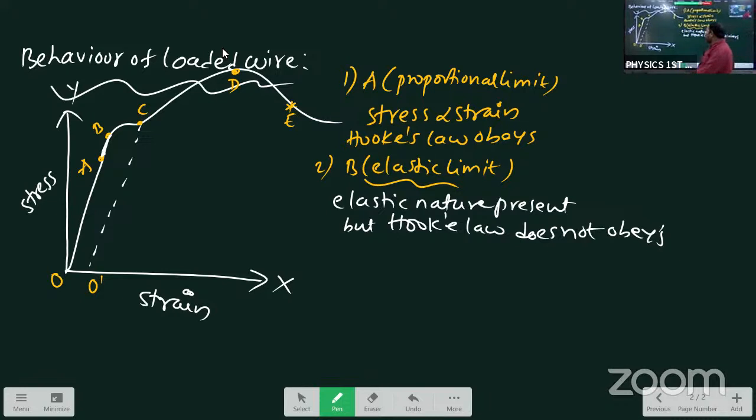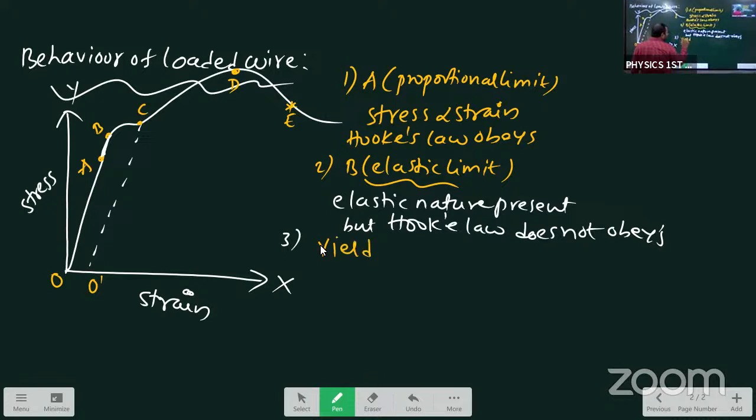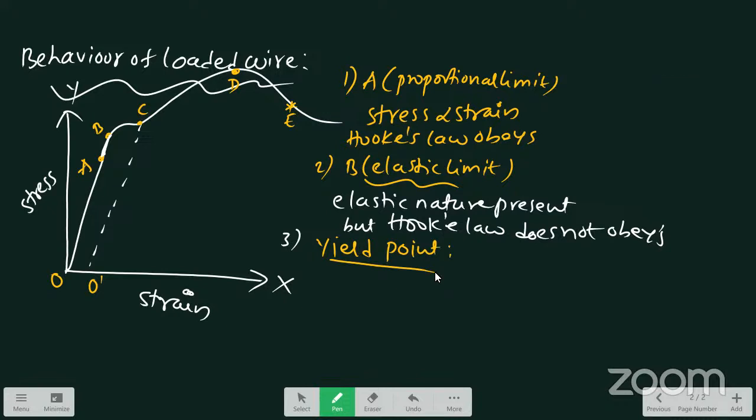What is the third point? See, yield point. Up to here, elastic nature. Now plastic. One is the elastic bodies, the second one is the inelastic bodies. One is the elastic body, the second one is the inelastic. That inelastic we are calling plastic body, student.